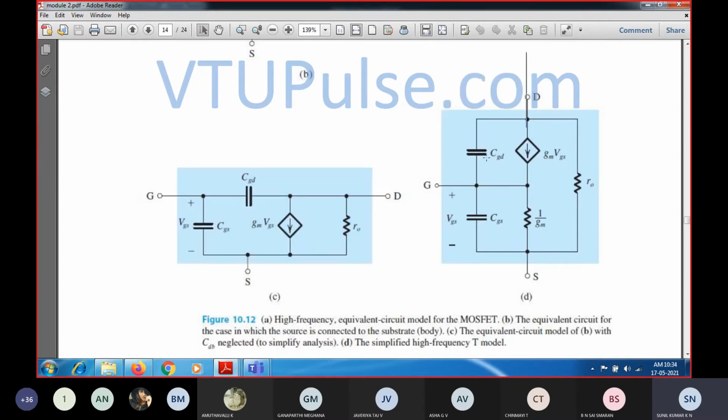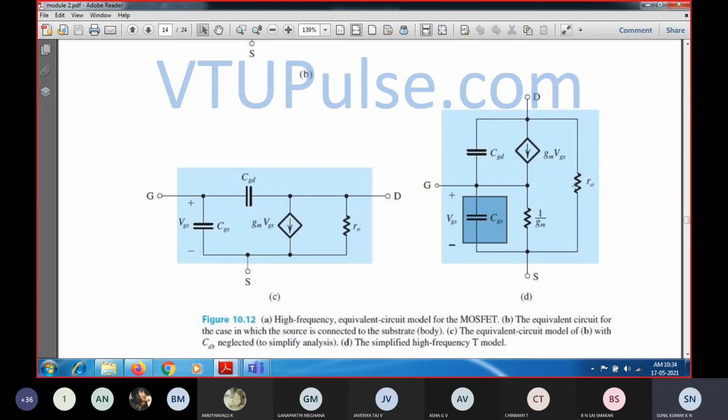So these two things were not there, right? CGD and CGS were not there. You can see one node was there here, and here one controlled current source gm times VGS was there, one resistance equal to 1 over gm was there, and a finite resistance ro connected between drain and source was there. So this is the T equivalent circuit model, the small signal equivalent circuit in the T equivalent form.